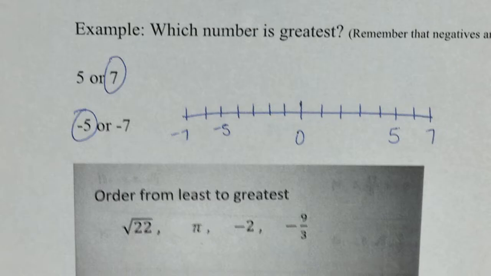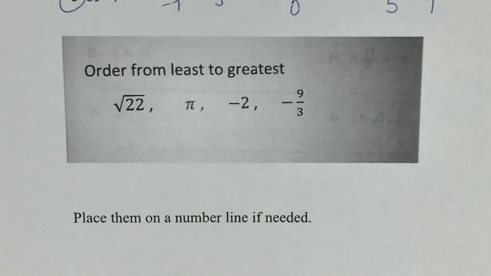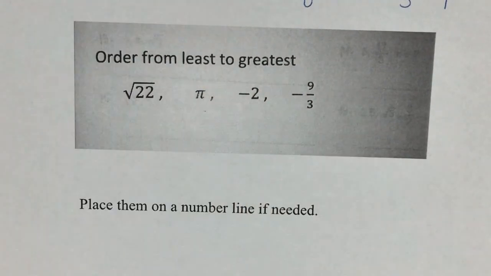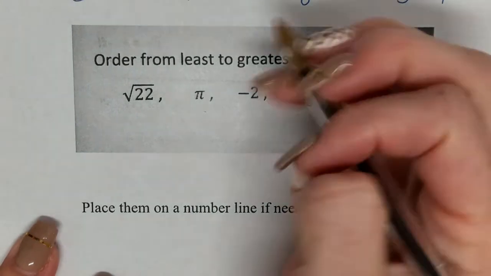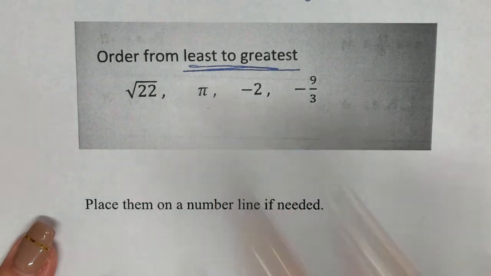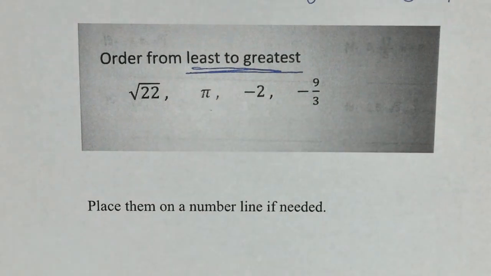All right, let's do an example of how this could look on your STAR test. So this is in 8th grade. I pulled this straight from a STAR question. These are the numbers they gave you. They want you to order these, excuse me, from what? So how many of you can look at those numbers and tell me what they are in order? Because I can't do it.